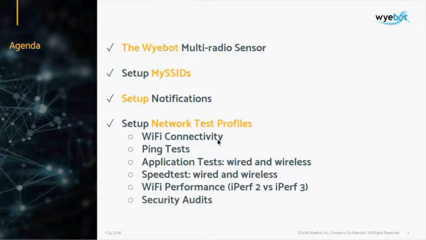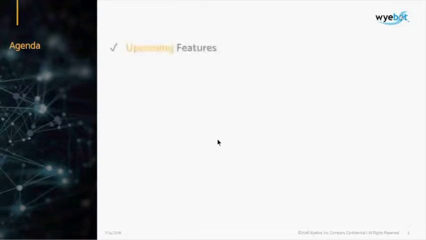And then you can also do a security audit, which is basically an Nmap scan of your network, wherein the sensor will connect to your network and run a range of tests. And then lastly, there is a network discovery test, and there is device monitor capability as well. We'll go through each one of them. All of these tests are available on the Wyebot sensor.